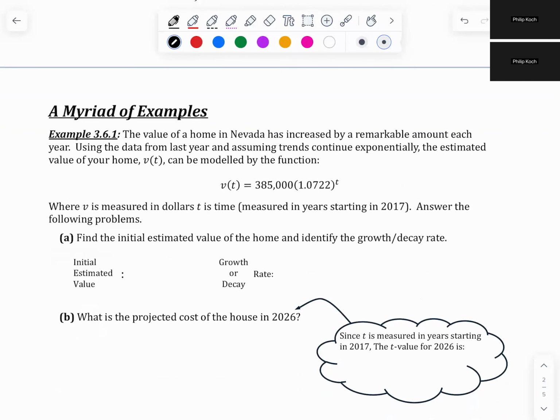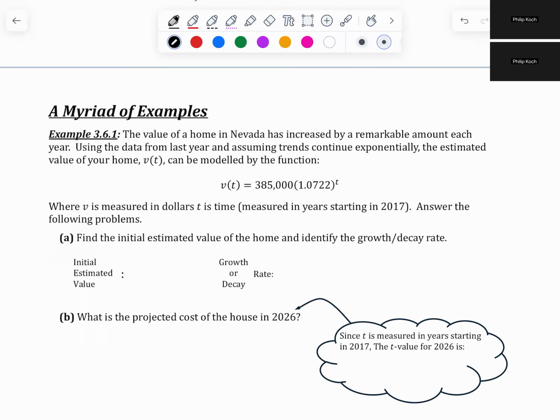So, a myriad of examples. Example 3.6.1. The value of a home in Nevada has increased by a remarkable amount each year. That's very, very true. Using the data from last year and assuming trends continue exponentially, the estimated value of your home, V of t, V for value, t for time, can be modeled by the function V of t equals 385,000 times (1 plus 0.0722)^t. I looked at the percent increase that year and assumed that it was going to continue. And so we're assuming t is measured in years starting in 2017.